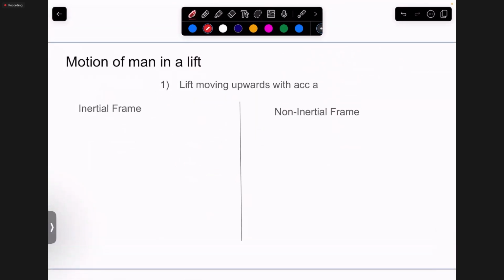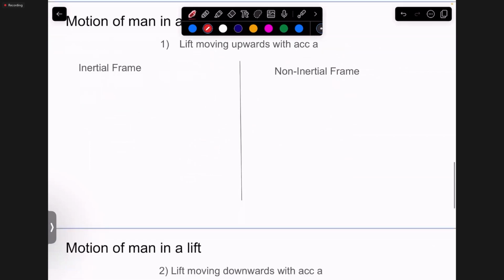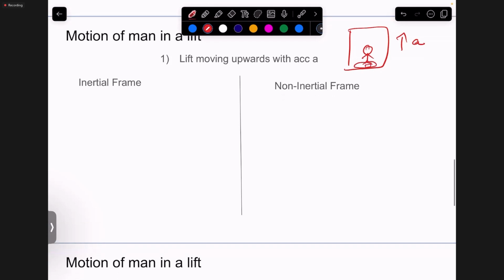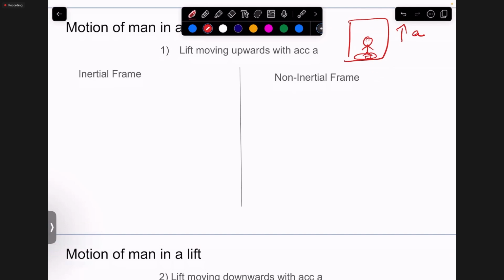Think about a lift which is moving upwards with an acceleration of A. So this is the lift moving upwards with acceleration A. A man is standing here, and he's standing on a weighing scale. Maybe he's a fitness freak. He's always standing on a weighing scale. So what will be the reading of the weighing machine? That is what we need to find out.